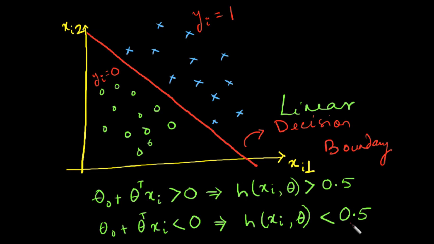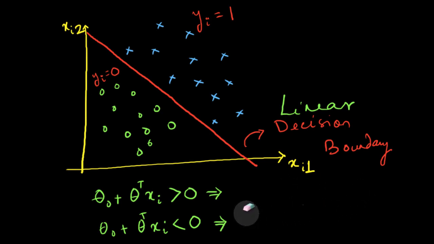So in SVM, what we do is that we get away with these probability estimates. We no longer have probability estimates, and all that we say is that this implies that your yi prediction is equal to 1, and this implies that yi prediction is equal to 0.